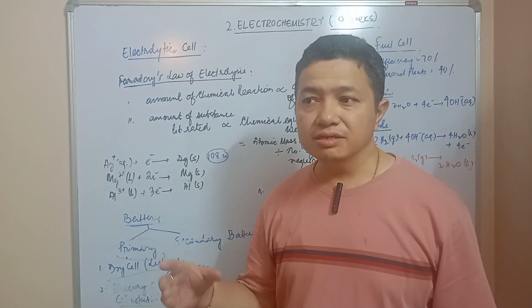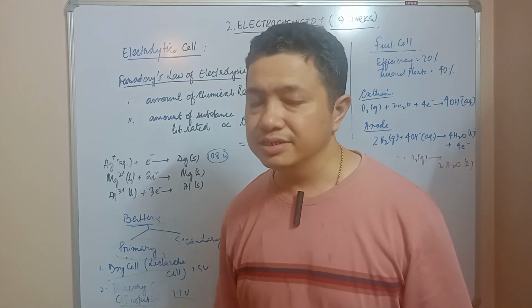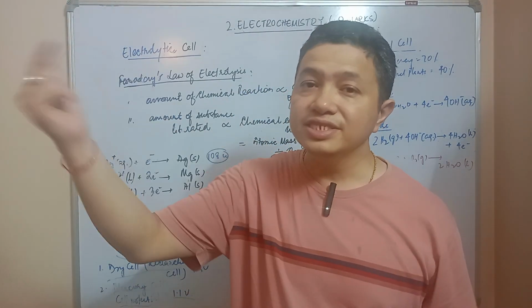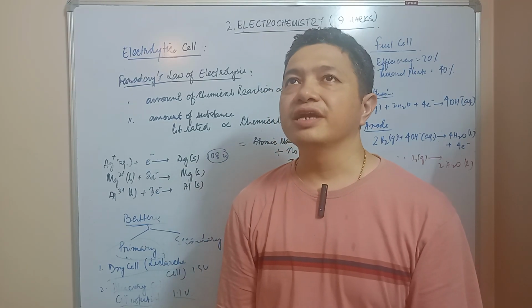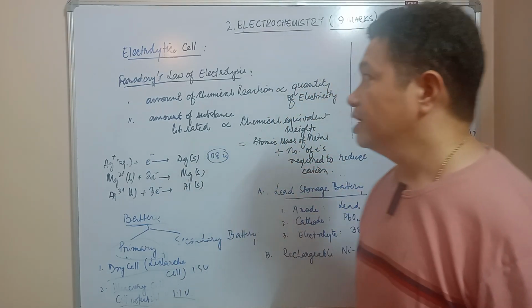In electrochemical cell, the redox reaction produces electricity, and here we will inject electricity, we'll pass electricity through the solution and make a chemical reaction happen. That is called electrolytic cell.